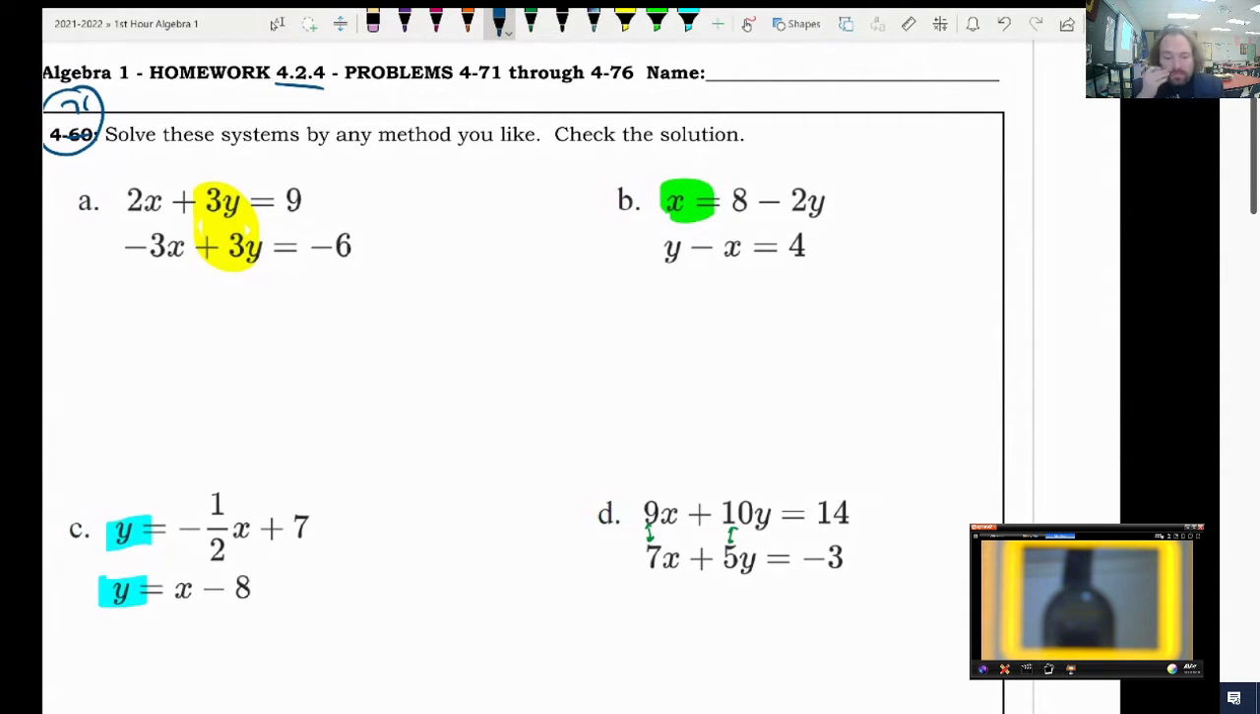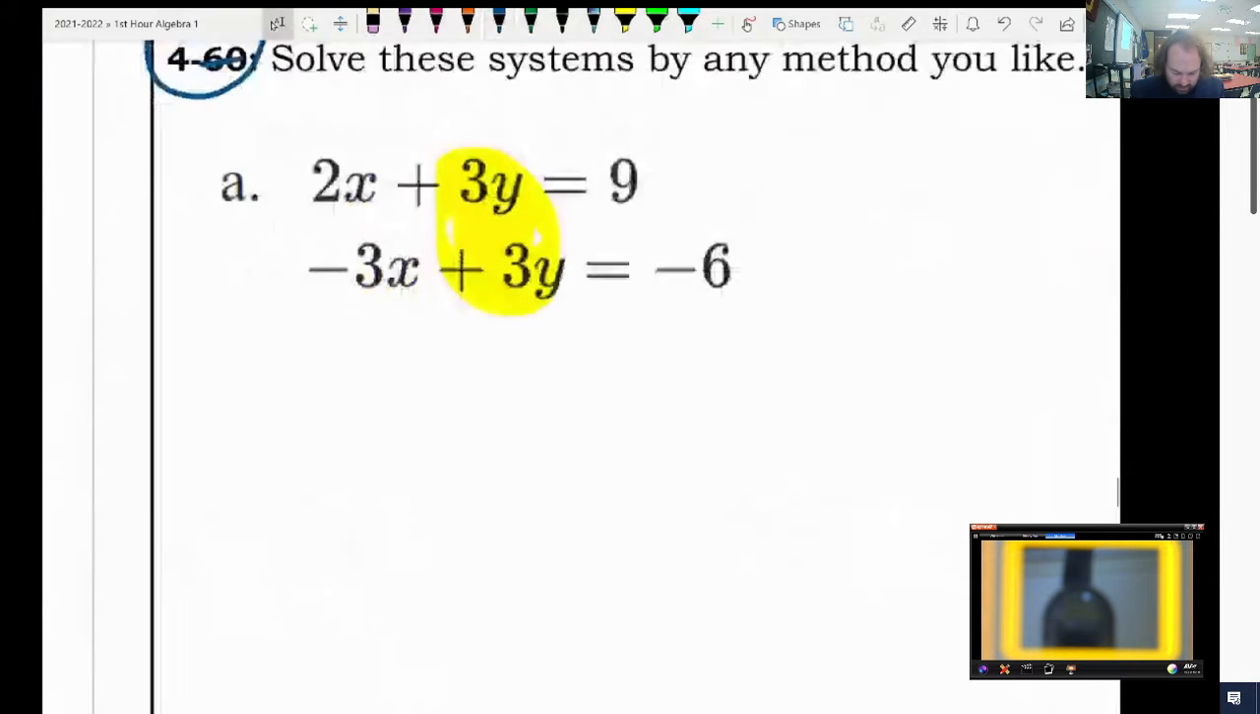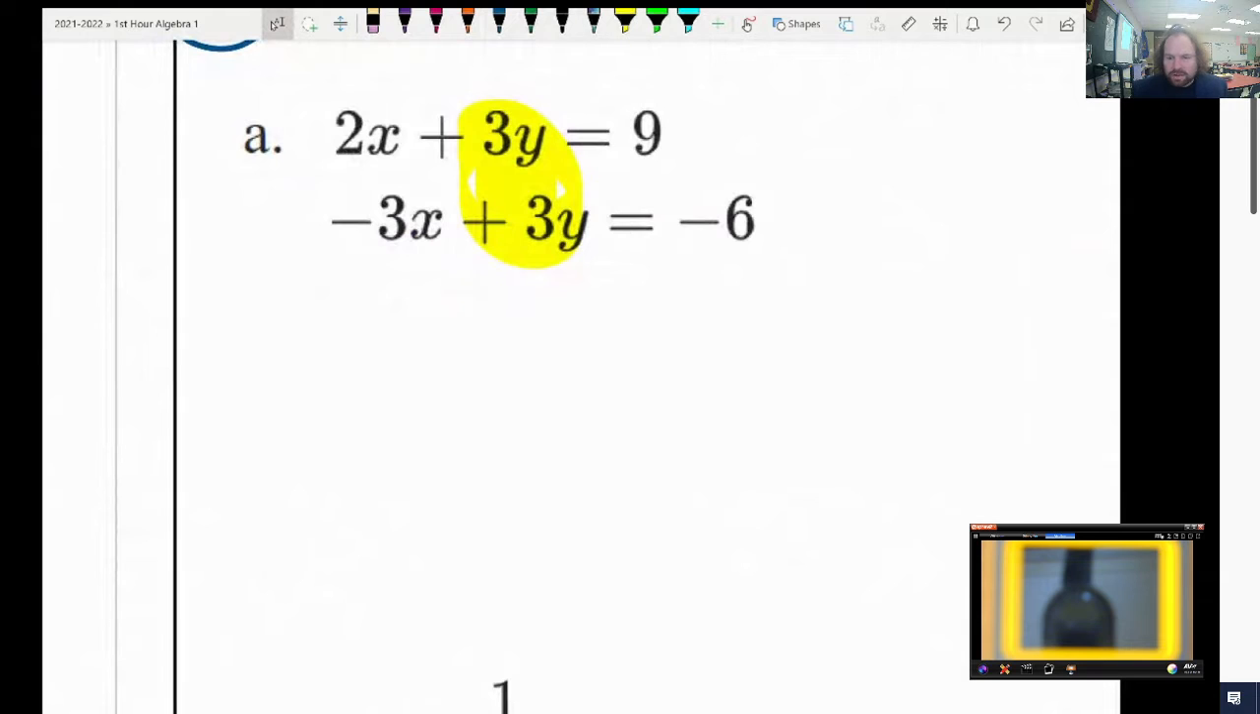Let's go for it. These first questions are all going to be, actually, well, this is 71 actually, but hey. These problems are all going to be practice with solving systems. They're all going to use different methods.